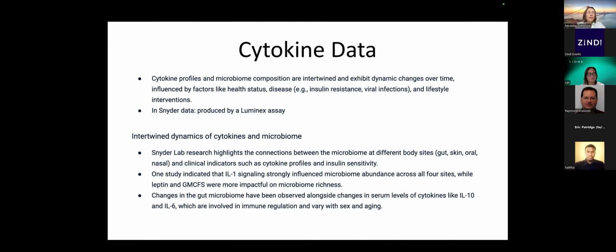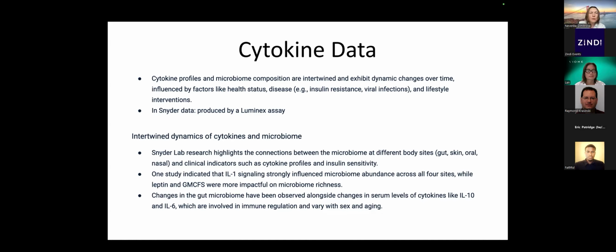So there have been multiple studies by Snyder Lab. It's not just the paper that we are focusing on. If you are interested, you can read more about it, but their research really highlights the connections between microbiome of different body sites, for example, gut, skin, oral, nasal, and then clinical indications, such as specific cytokine profiles and insulin sensitivity.